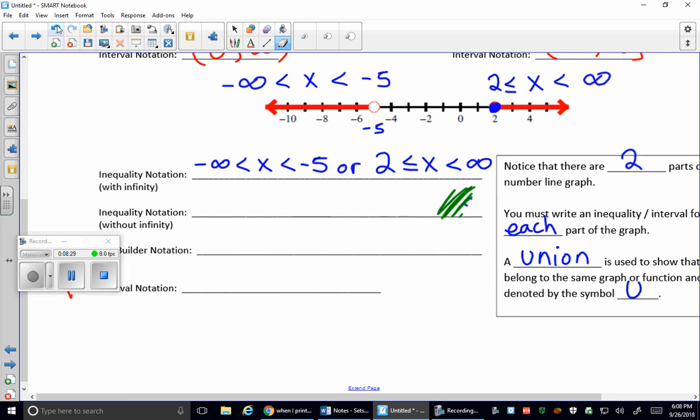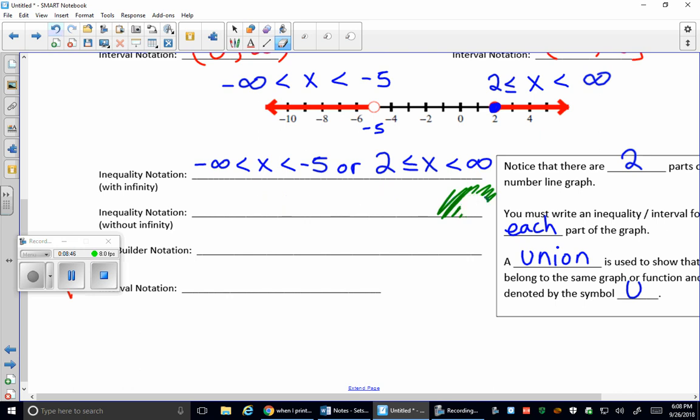I don't know why it's doing that. All right. Okay, so don't know why it's doing that to me right now.